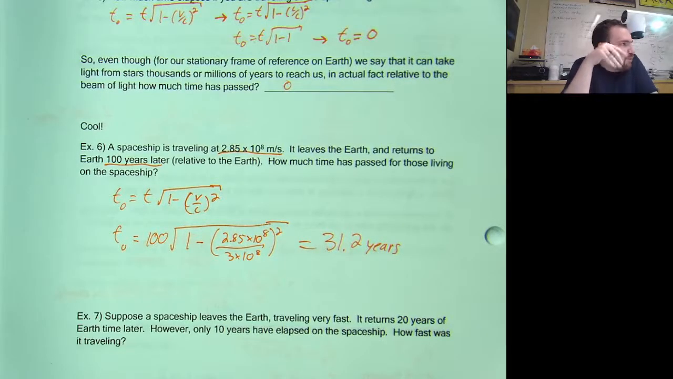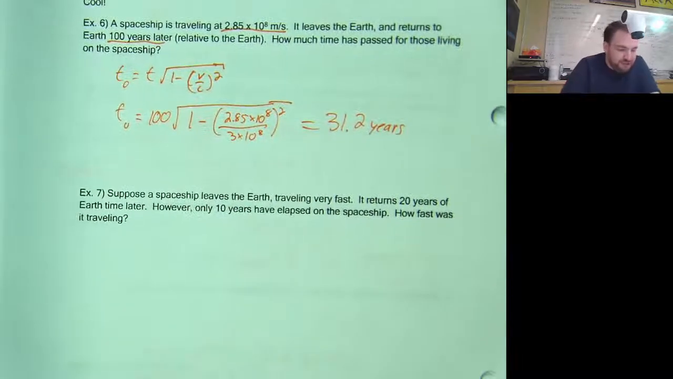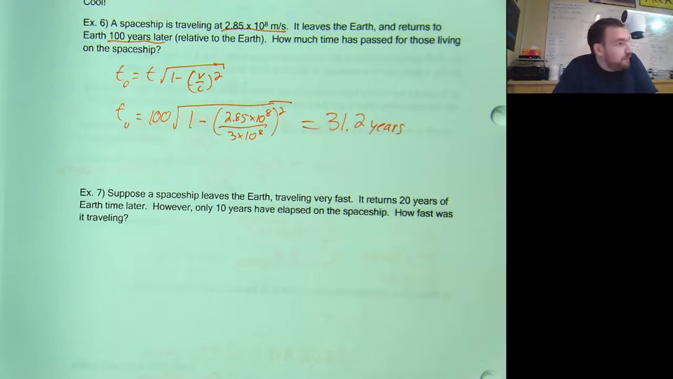So far, we've really been abusing this whole conversion of time thing. We haven't found anything fun. Let's just use it differently. Suppose the spaceship leaves the Earth traveling very fast. It returns 20 years of Earth time later. However, only 10 years have elapsed on the spaceship. How fast was it moving?